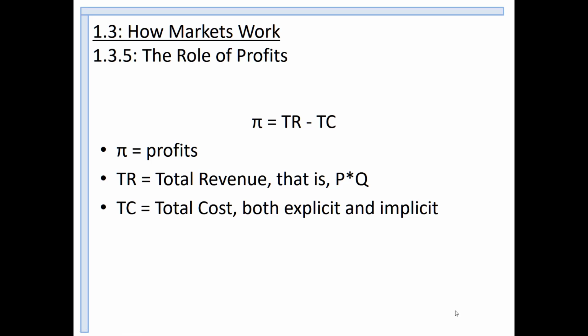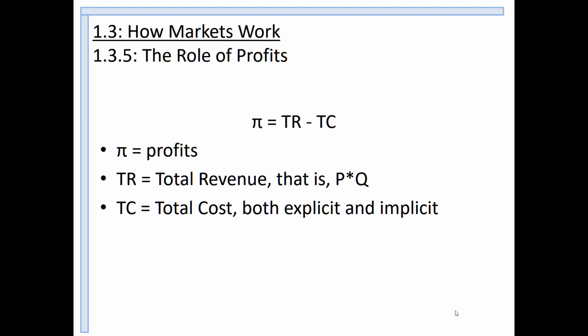Remember that we have to understand how firms make decisions so we can influence them. Let's work on that a bit. The symbol for profits is pi. Profits equals total revenue minus total cost.